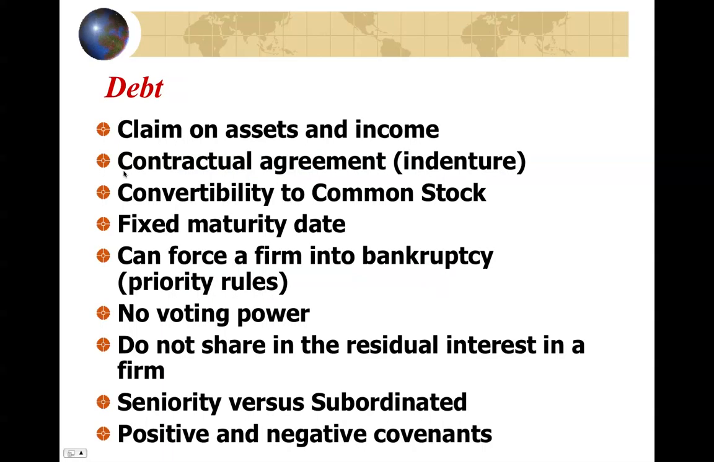So here are some characteristics of debt. It does have a claim on assets and income. There's always the contractual agreement. Occasionally it's convertible to common stock at the lender's discretion. There is always a fixed maturity date. It may be 30 years out, like with a mortgage, but it always matures.